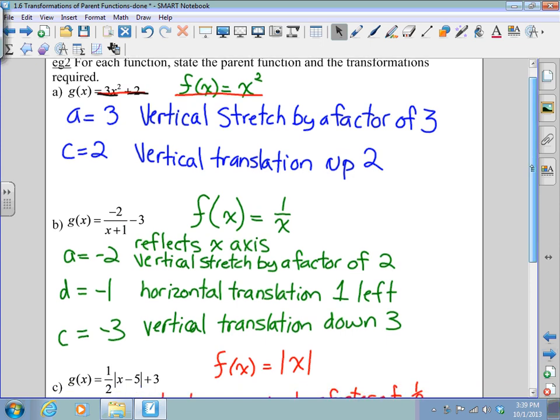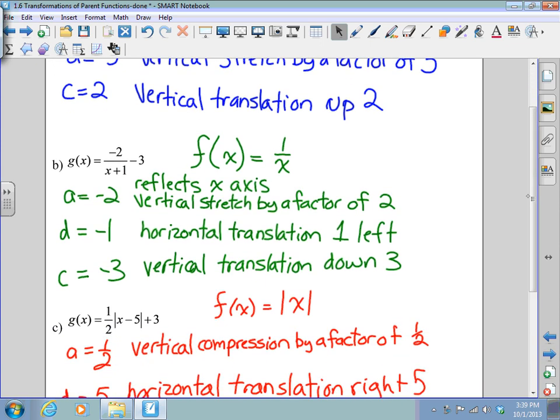Let's take a look at example B. Hopefully you recognize the x on the bottom, ladies and gentlemen. So hopefully you recognize this as a reciprocal parent function. Okay? And then based on that, a is -2. The negative part tells you it reflects over the x-axis. And the value of 2 tells us it's a vertical stretch by a factor of 2.